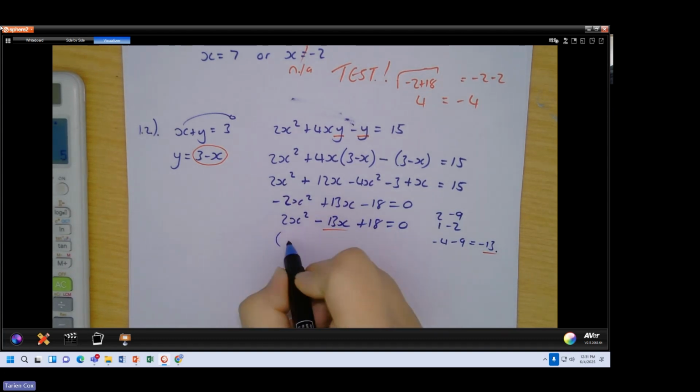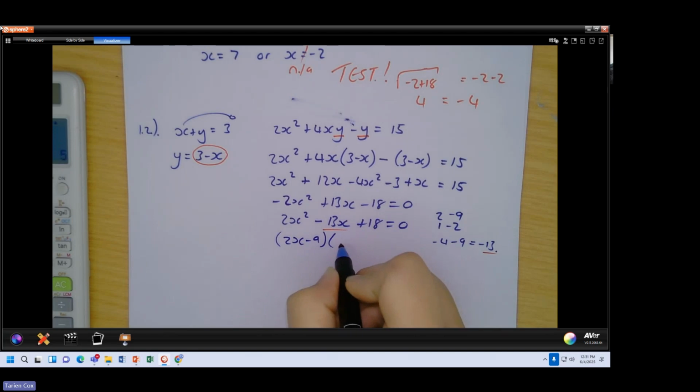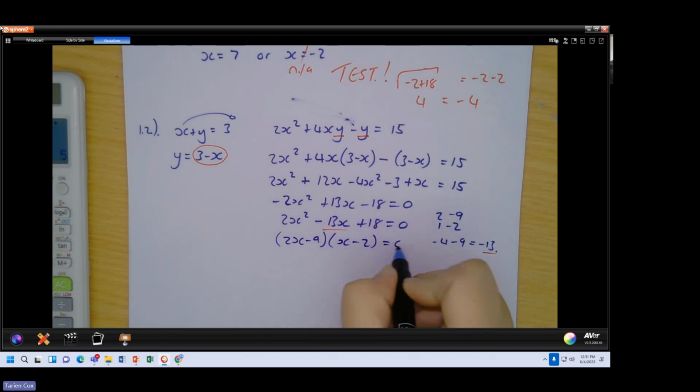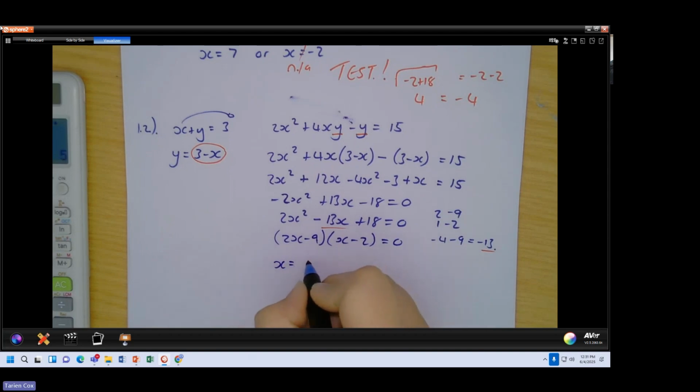So my factors will then be 2x minus 9 and x minus 2 is equal to 0. And here my answers for x will be 9 over 2, or x is equal to 2. And a lot of learners stop here, but you must actually just go back to the question.